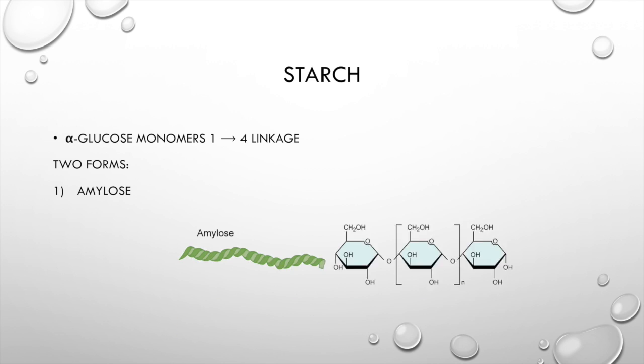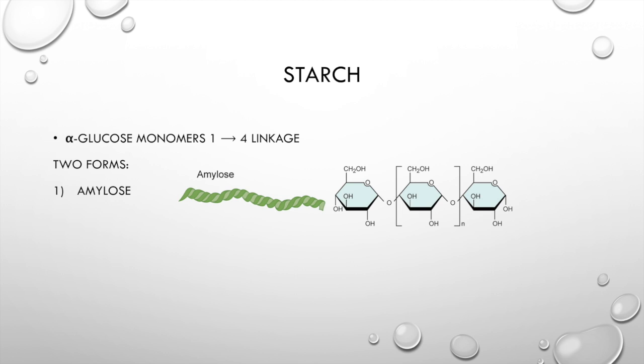Starch is a storage form of glucose, and it's used in plants for energy storage. It's made up of alpha glucose monomers that have a 1-to-4 linkage, and that means the first carbon on one glucose is linked to the fourth carbon on the second glucose. There's two forms of starch. The first is amylose, and amylose is basically just a straight unbranched chain polymer of glucose units that's made up of alpha 1-to-4 glycosidic linkages, and it's basically 500 to 2,000 molecules of glucose.